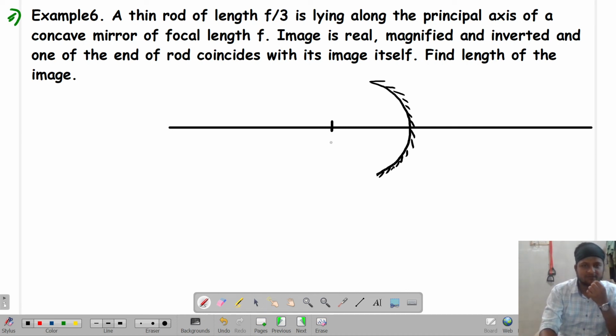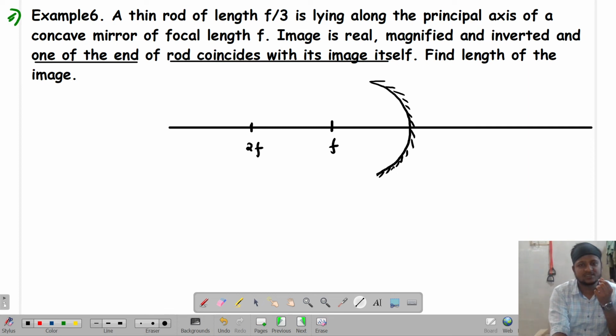This is my focal length f, 2f. Okay, I'll first draw the diagram for this question. A rod of length f by 3 is lying along the principal axis of a concave mirror of focal length f. The image is real, magnified and inverted, and one end of the rod coincides with the image itself. That is where you need to apply the logic.